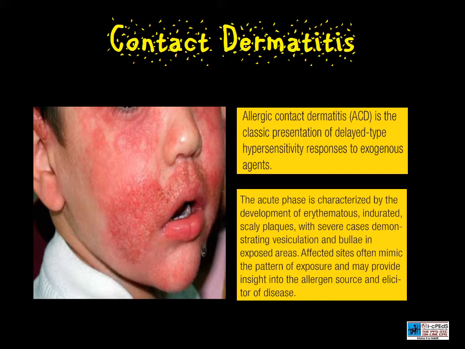The acute phase is characterized by the development of erythematous indurated scaly plaques with severe cases demonstrating vesiculations and bullae. Affected sites often mimic the pattern of exposure and may provide insight into the allergen source and elicitor of the disease.